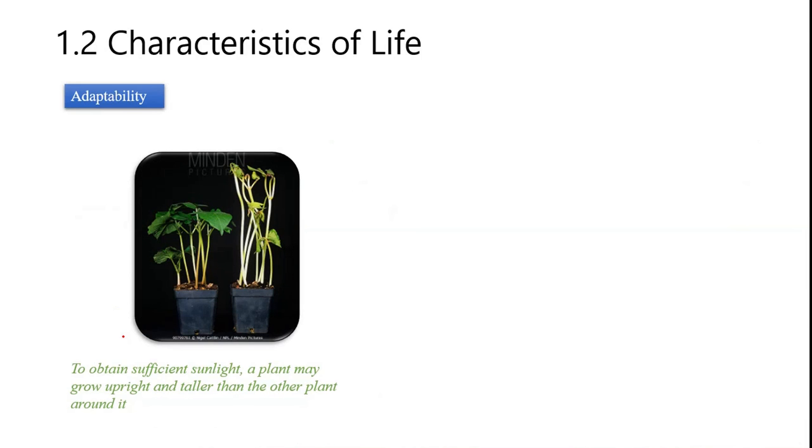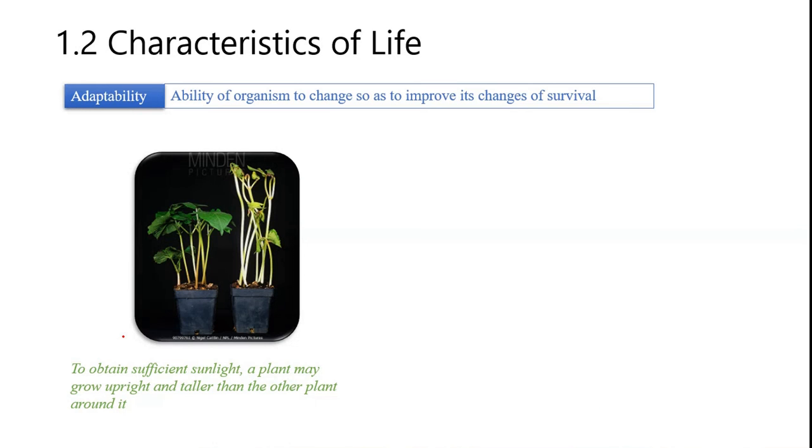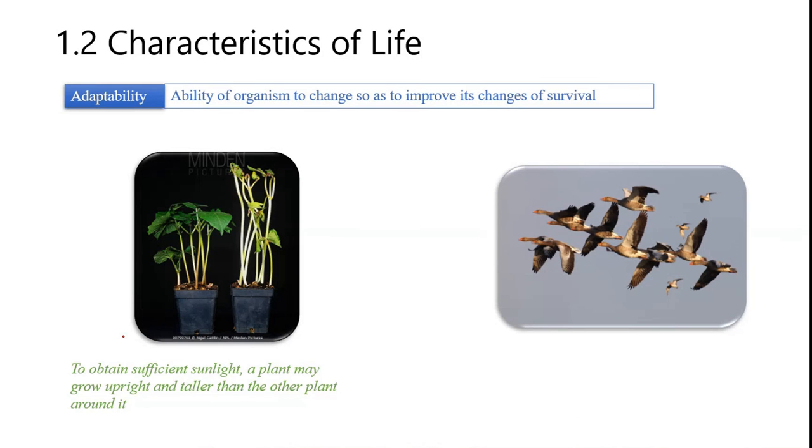And then, another characteristic of living things is adaptability. Adaptability is the ability of an organism to change so as to improve its chance of survival. For example, a group of birds migrate from winter conditions, and also a plant grows upright and taller than other plants around it to obtain sufficient sunlight.